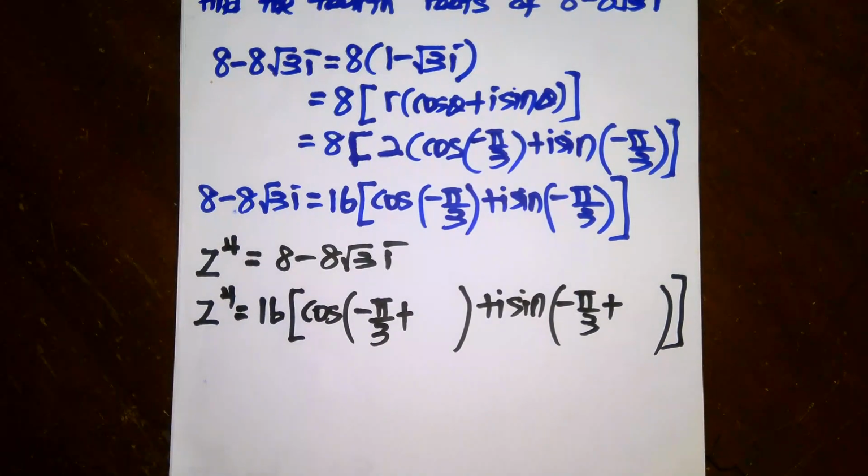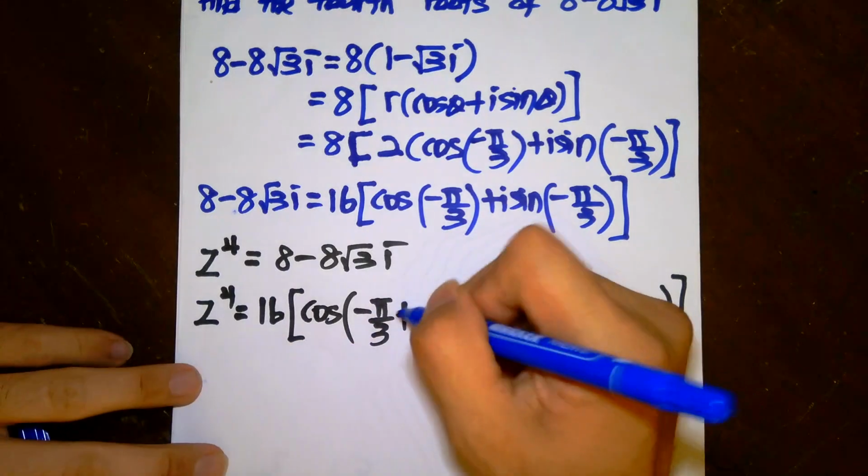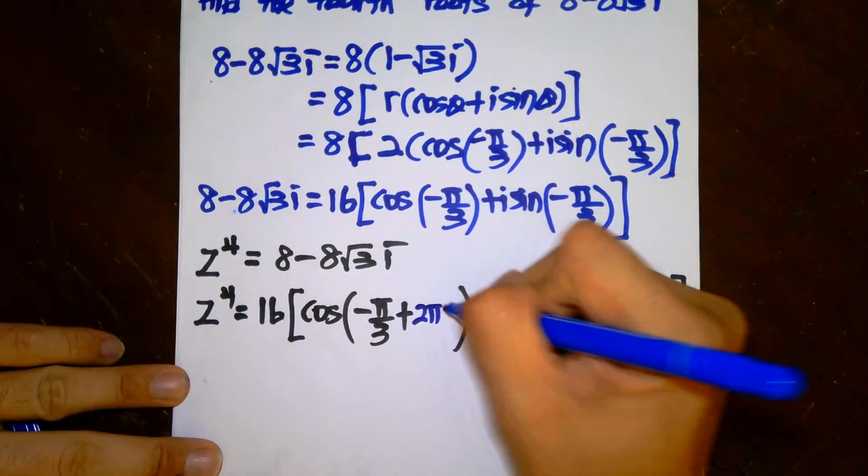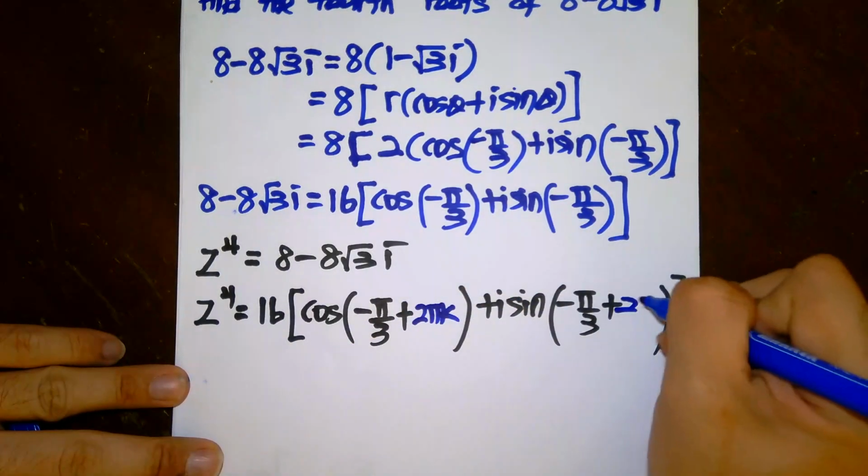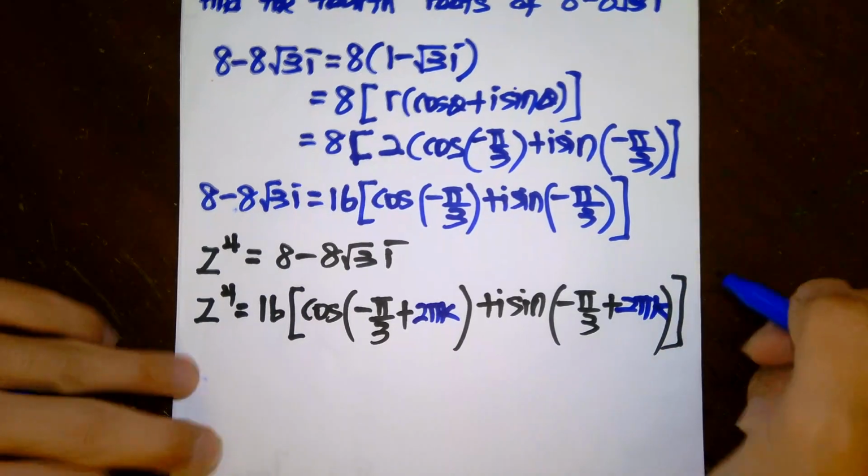The most important part here is that you will have a 2 pi k if you want to apply the n roots method.